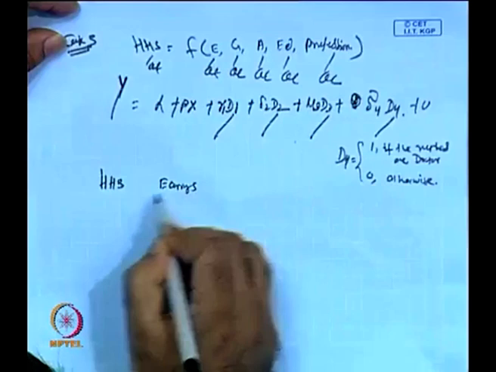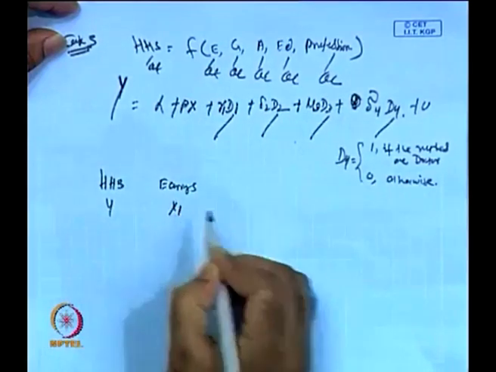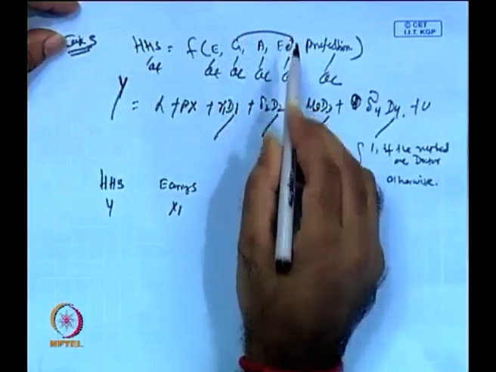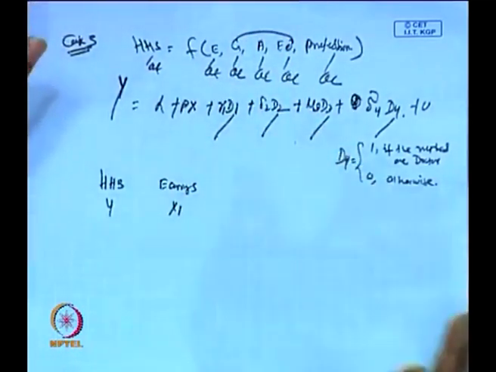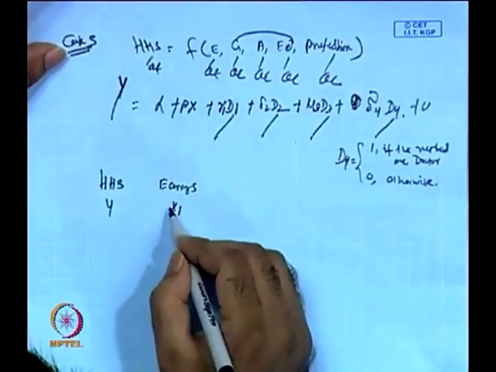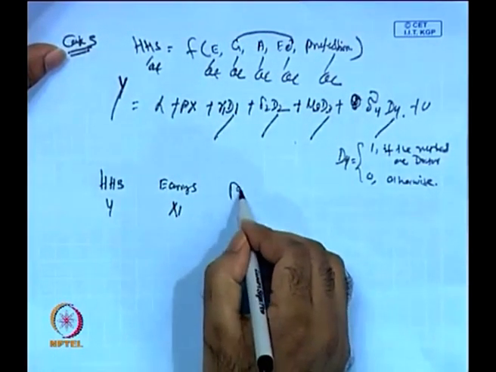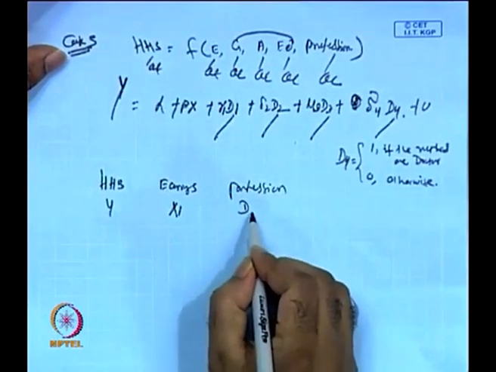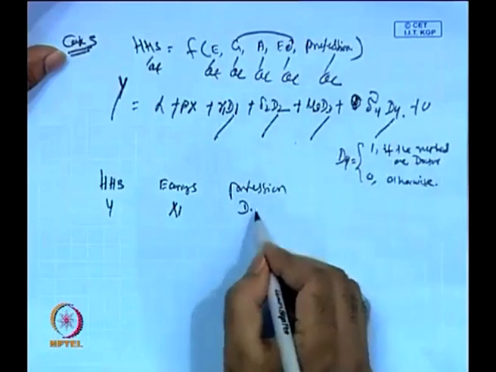So, earnings is y, this is x 1. Forget about these three factors in the meantime. First, we start with the profession. Obviously, profession is a more important variable than this one. So, now I will take profession here. Professions, I will call it D 1, in this case it is D 4.